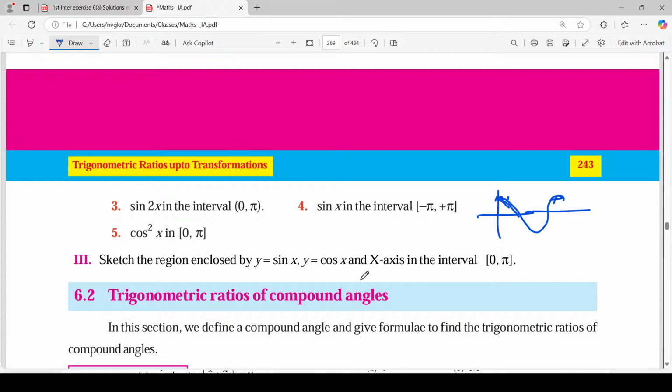Now y equals sin x and cos x. You should be able to draw both of them simultaneously.